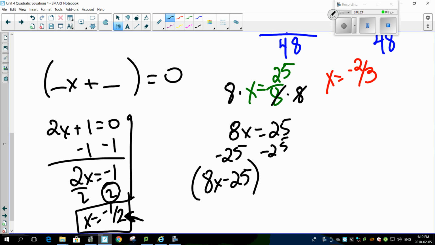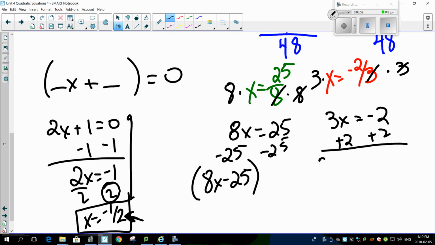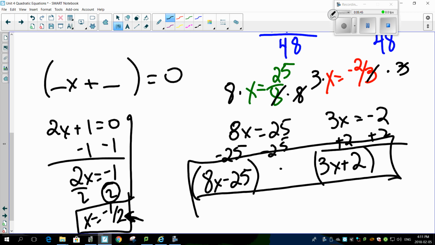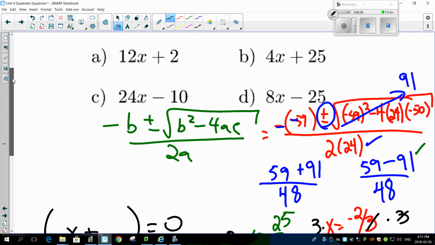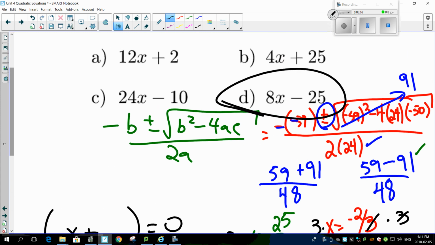Watch again. How do I get rid of this 3 on the bottom? Multiply both sides by 3. This would be 3x. That and that would cancel, leaving you minus 2. Add 2 to both sides. Lo and behold, I get 3x plus 2, which is my other factor. If I multiply these together, I'd get my original polynomial. So my factorization is using the quadratic formula for something big and ugly. I can use the quadratic formula, find the roots, work back, and find the answers. So 8x minus 25 is, in this case, the answer D.